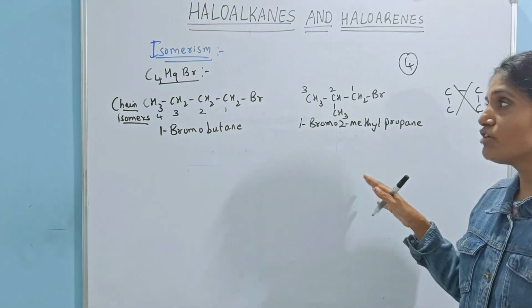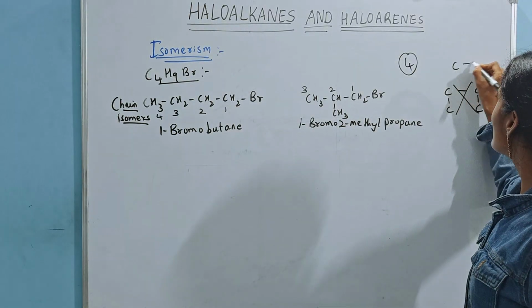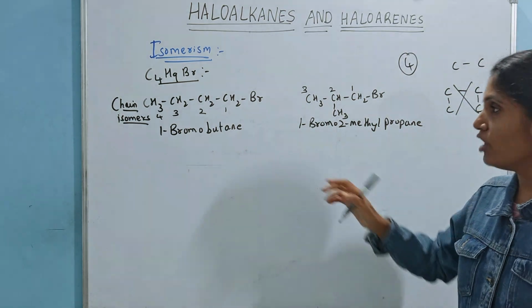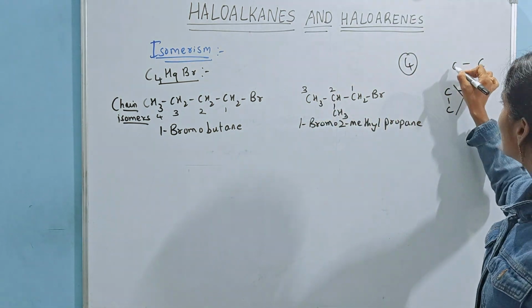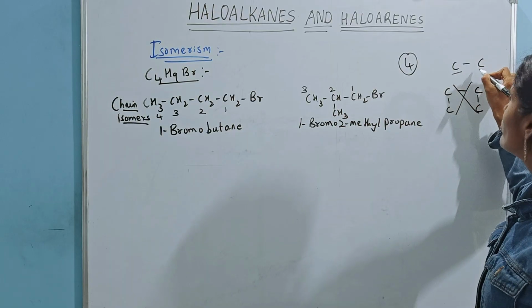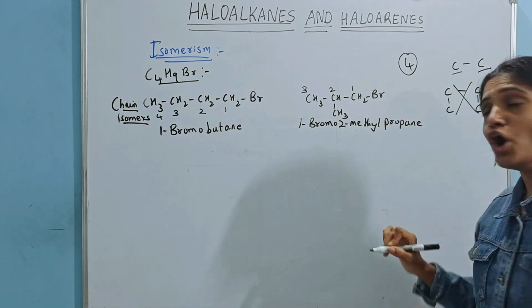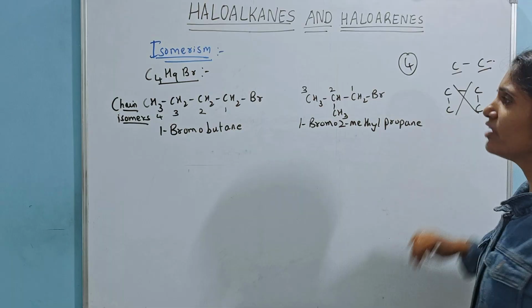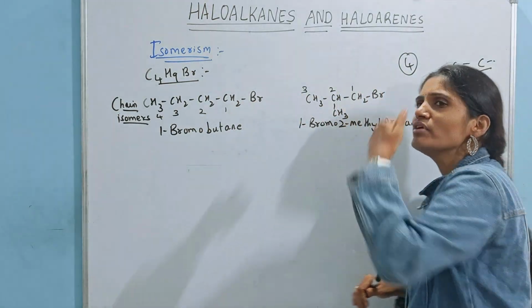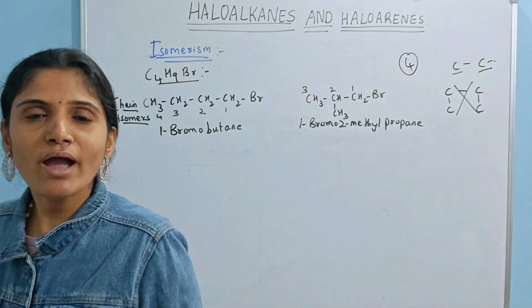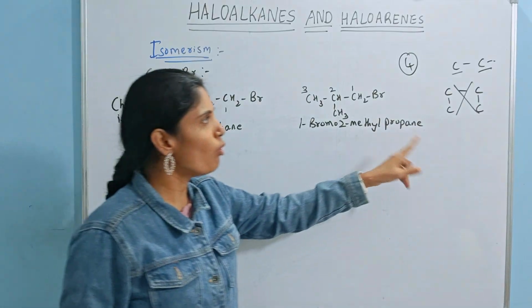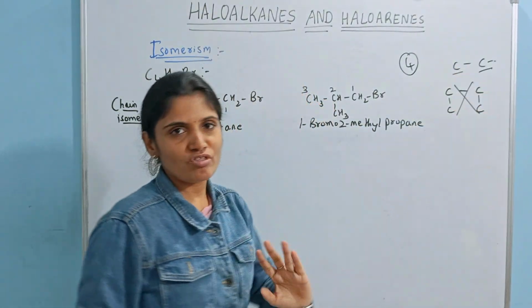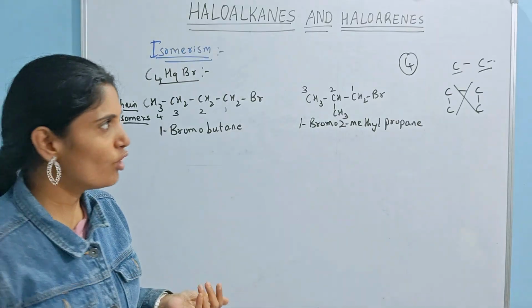But I can't write a structure where my main chain has only 2 carbons, because my other 2 carbons will obviously come. One carbon will come onto this, or one carbon will come onto this, or both the carbons will come to one side. So again it will be either of these structures only. So there is no point taking 2 carbons in the main chain. If you want, you can try writing it.